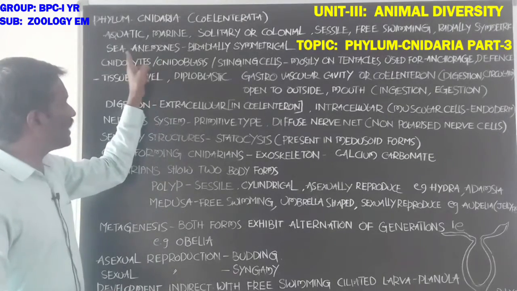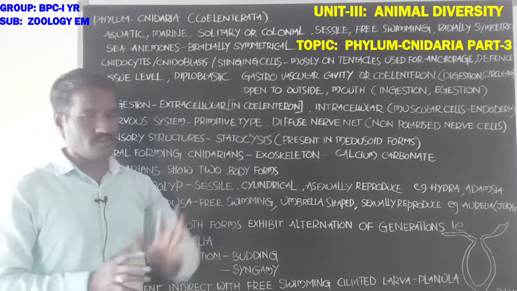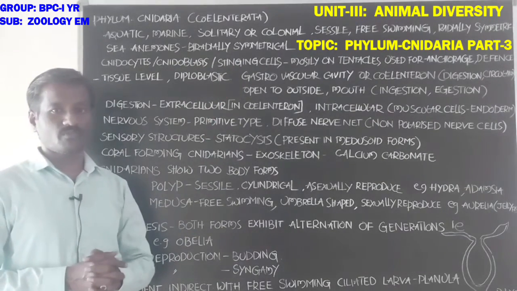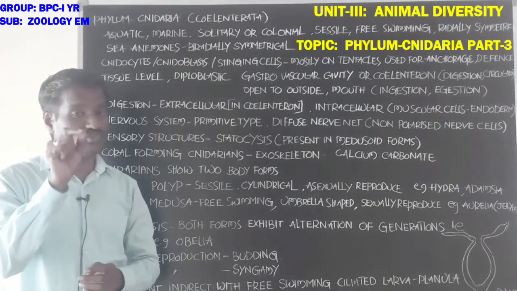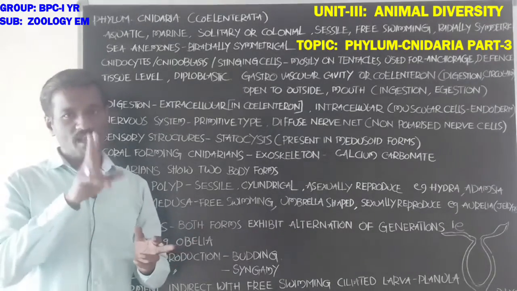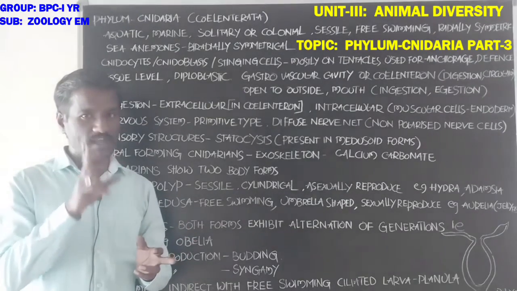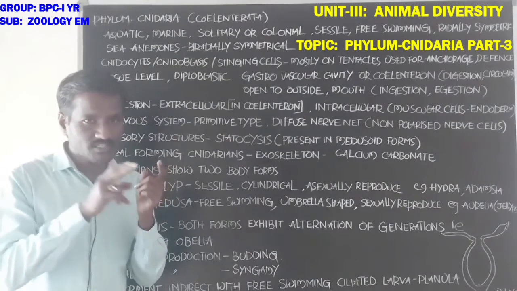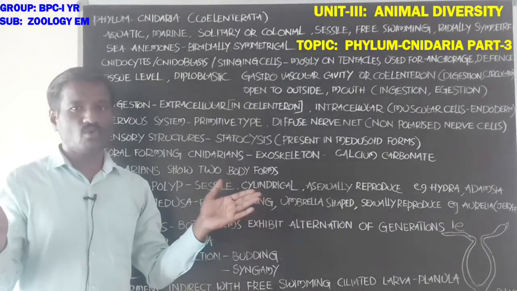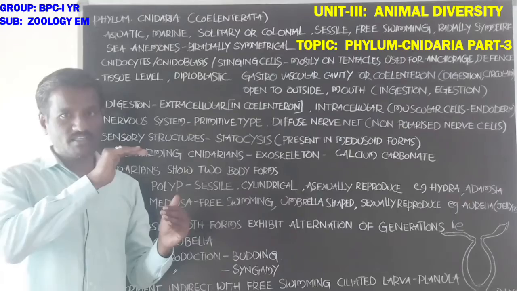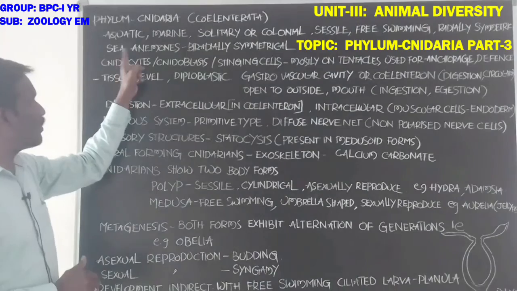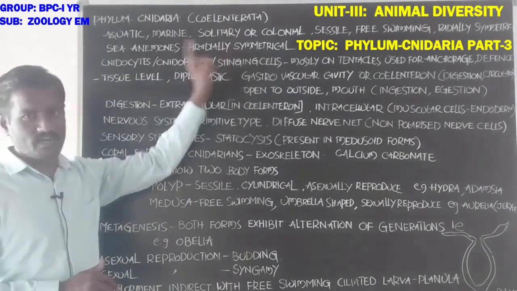Sea anemones are biradially symmetric animals. What is biradial symmetry? Only two planes that pass through the central part of the body can divide the animal into two equal parts. One is the pharyngeal plane, and the other is the tentacular plane. Sea anemones show biradial symmetry.